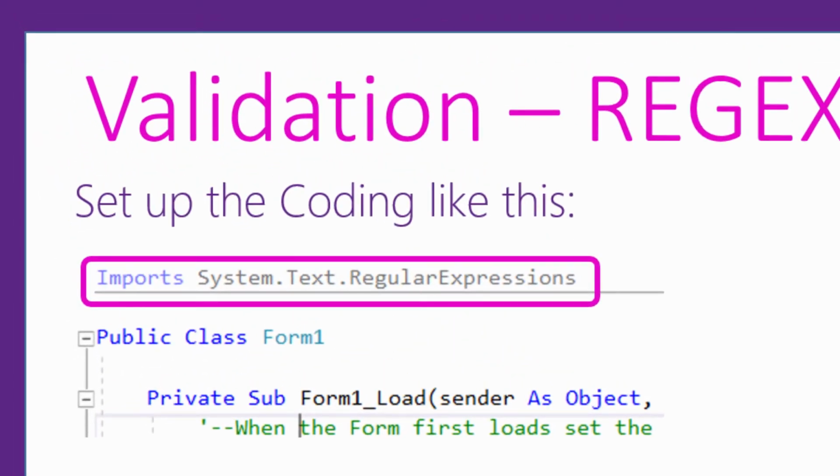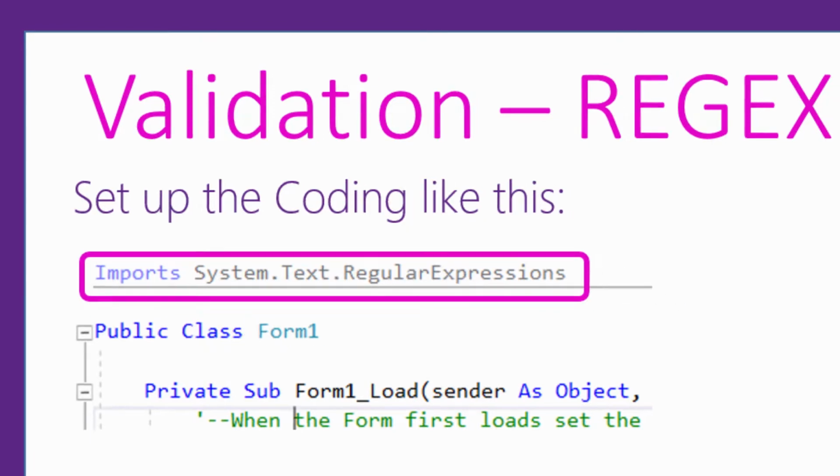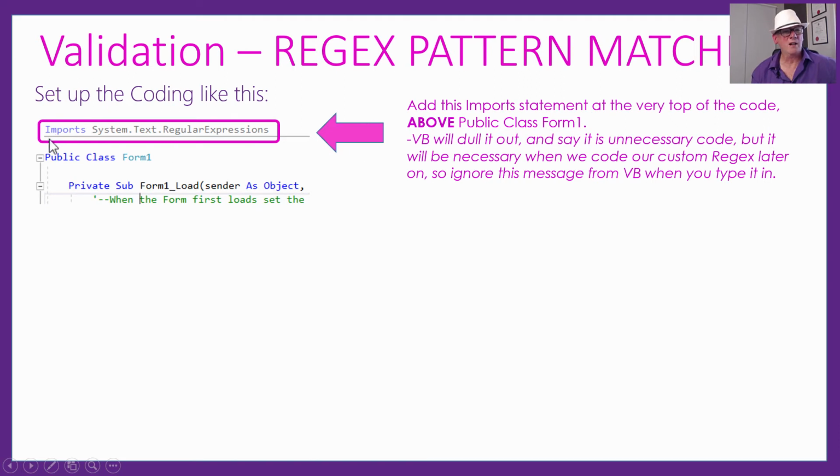It's a special function library you bring into Visual Basic. So you need to type that in just like it is there up the top of your program. Now, when you do that, Visual Basic's going to gray it all out and give you a message if you hover next to it, saying, why are you putting that in? That's not needed. Well, it doesn't seem to be needed yet because we haven't actually done any regex programming, but later on it will be needed.